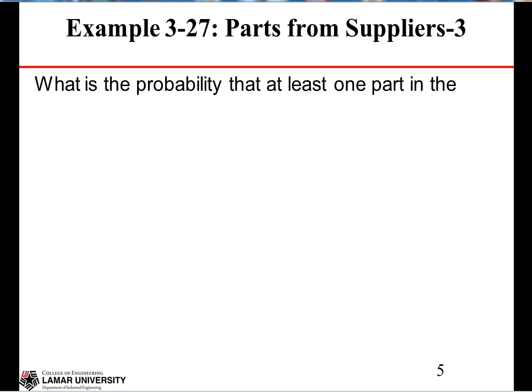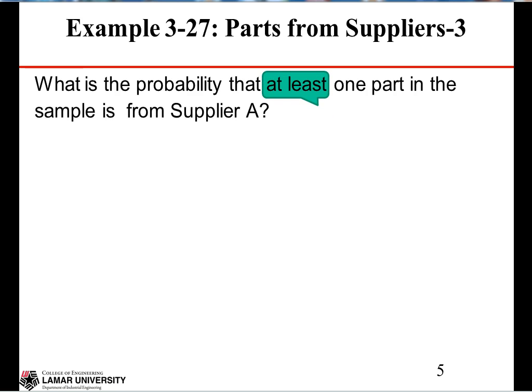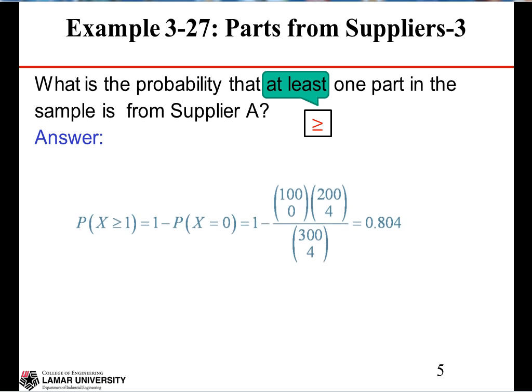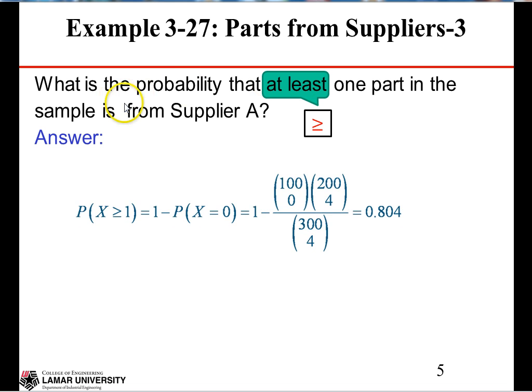Finally, what's the probability that at least one part in the sample is from supply A? Here the keywords are "at least one part in the sample is from supply A." "At least" translates into the math symbol greater than or equal to. So to solve that, we're simply looking for the probability of x greater than or equal to 1.